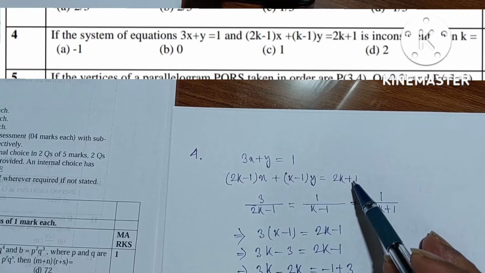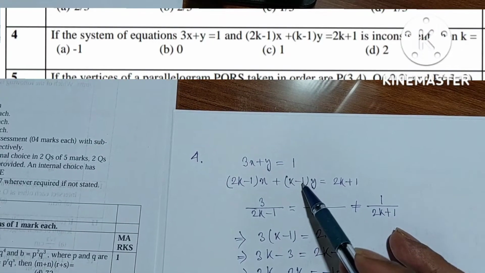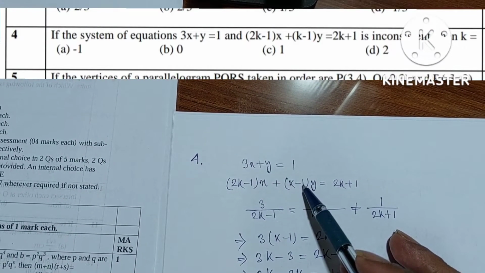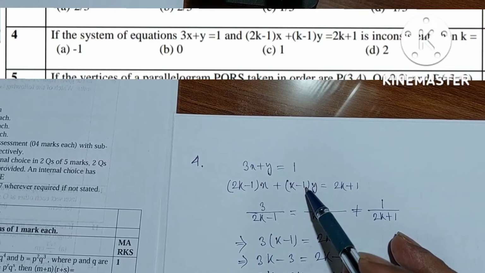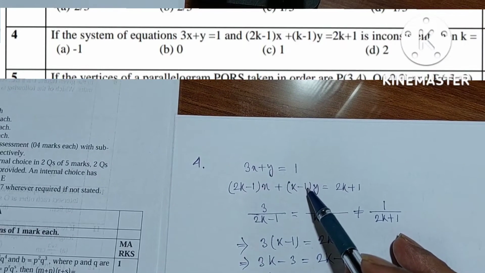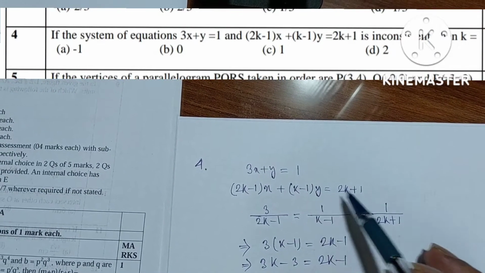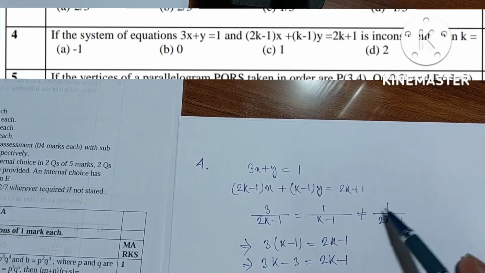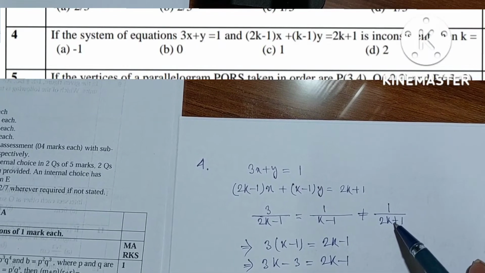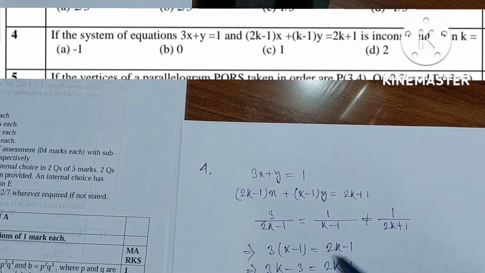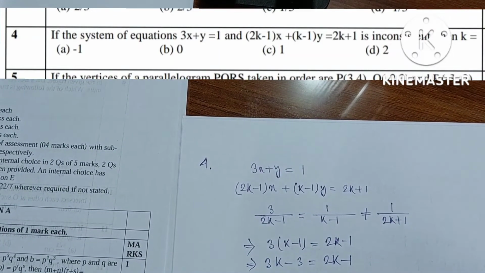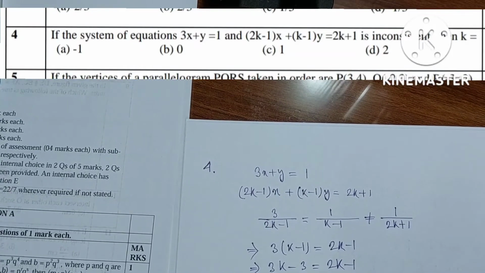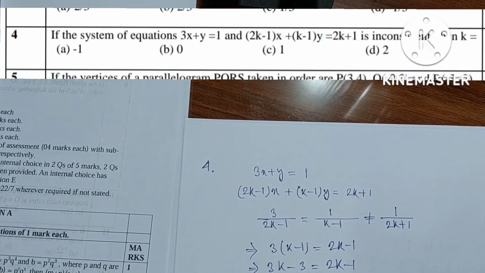Geometrically, this means these given lines are parallel to each other. And you know, the condition for inconsistency is a1/a2 = b1/b2 ≠ c1/c2. Solving this, you will find the value of k as 2. So your answer is option D.